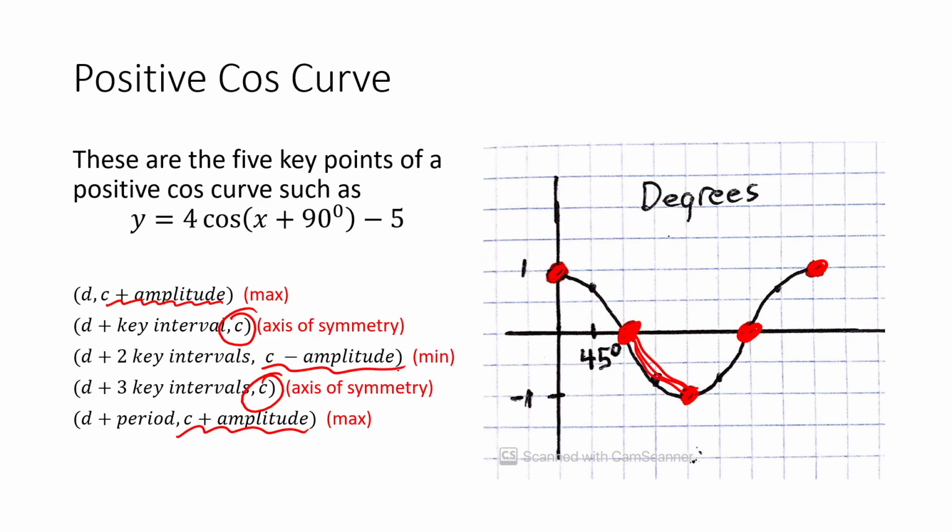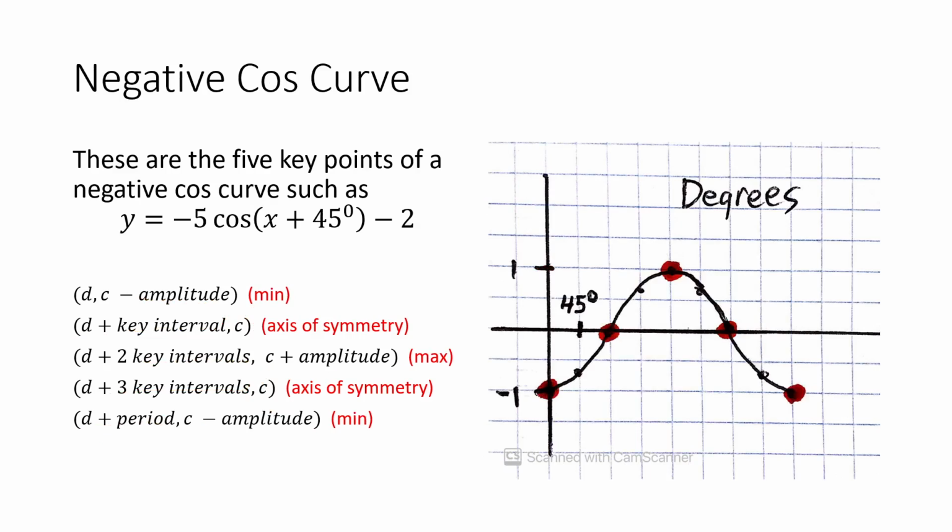So it's going to be c minus an amplitude. And like we said earlier, our 5 x coordinates will always be those 5, no matter what parent function we use. And finally, if we have a negative cos curve, again, our 5 key points have the x values shown here.